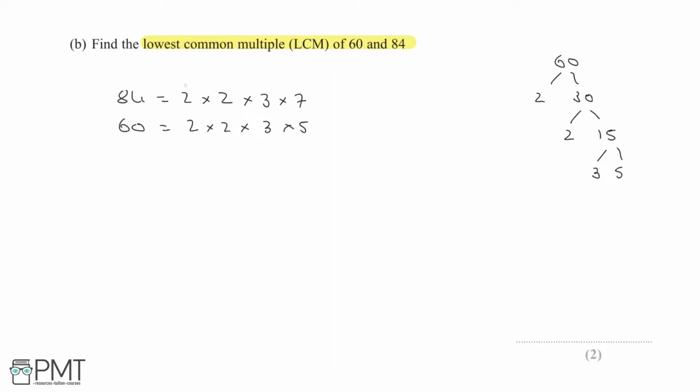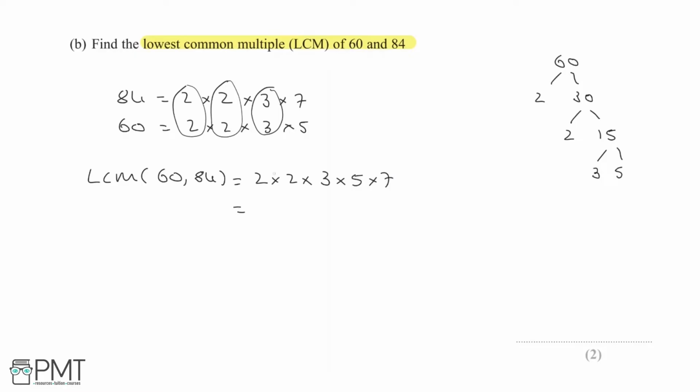So now let's start grouping. These two are a group, these two are a group, these two are a group, and these two are individual. So the LCM of 60 and 84 equals 2 times 2 times 3 times 5 times 7, okay? 2 times 2 is 4, times 3 is 12, times 5 is 60, and 60 times 7 is 420. So we can write that in our answer spot here, like that.